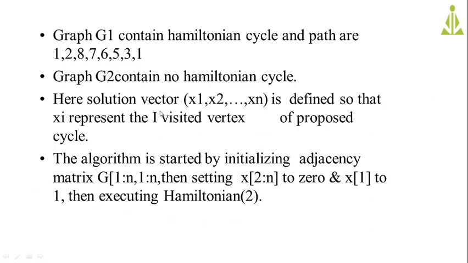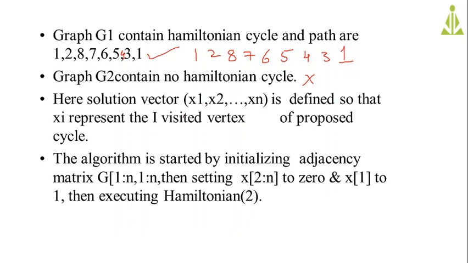Okay, next, as I told you in the previous slide, graph G1 contains the Hamilton cycle, and the path is here. There is a mistake. Okay, what is the mistake? 1 to 2, 2 to 8, 8 to 7, 7 to 6, 6 to 5, 5 to 4, 4 to 3, 3 to 1. So this is a path. 1, 2, 8, 7, 6, 5, 4, 3, 1. Okay, so this is a Hamilton path. Graph 2 contains no Hamilton cycle, as we saw just now.